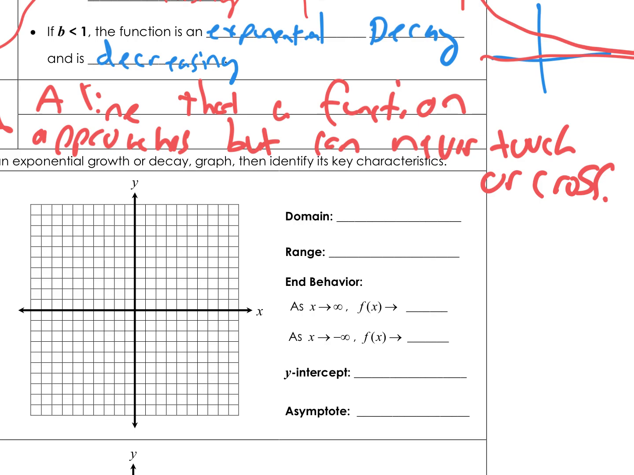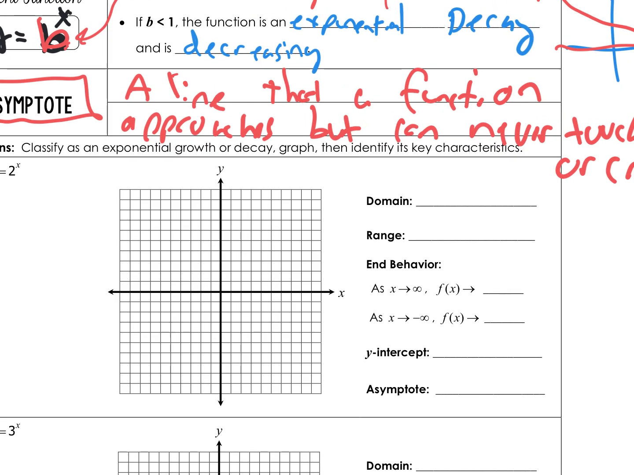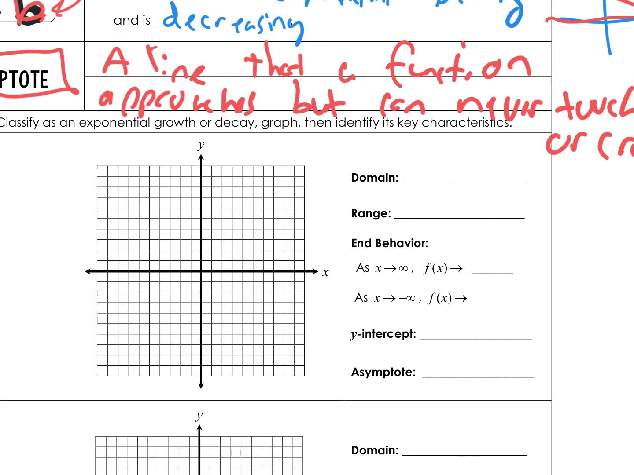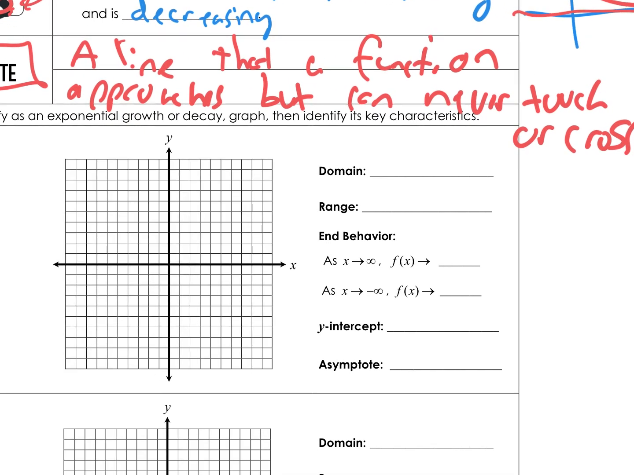And exponential functions always have a horizontal asymptote. So that's the approach. It approaches. Can you zoom out?